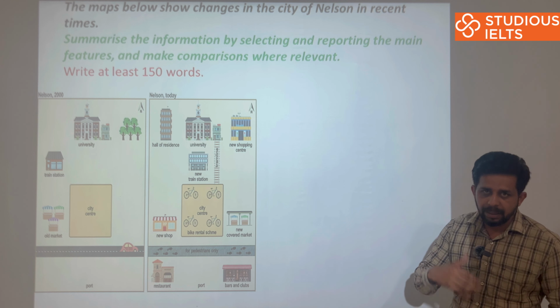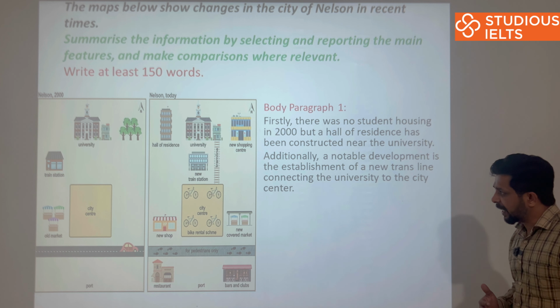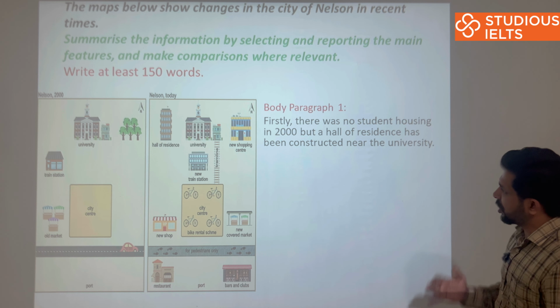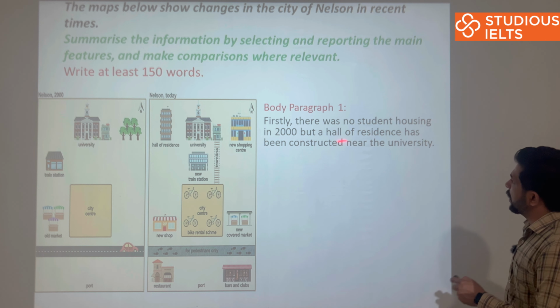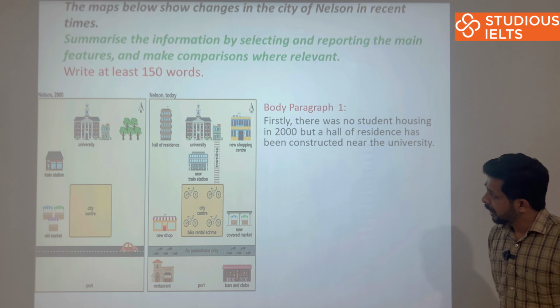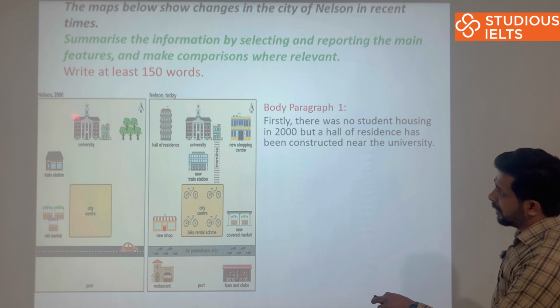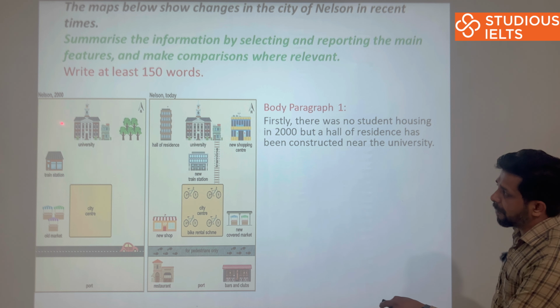So we will go one by one in this. Firstly, we will start with body paragraph 1, and in body paragraph 1, the first change that we are going to highlight is, firstly, there was no student housing in 2000, but a hall of residence has been constructed near the university. You can see the extreme corner, right? Earlier in 2000, there was nothing. It was an empty space.